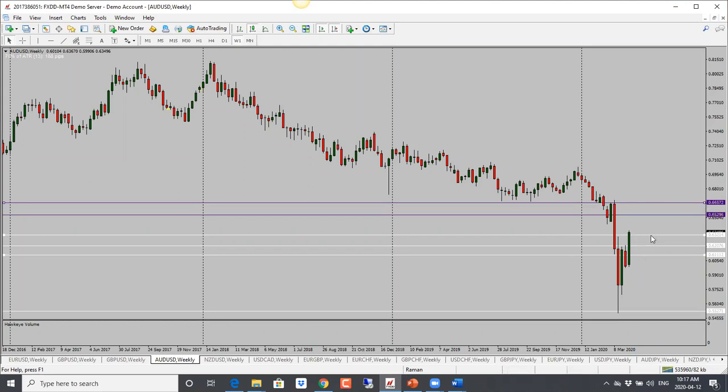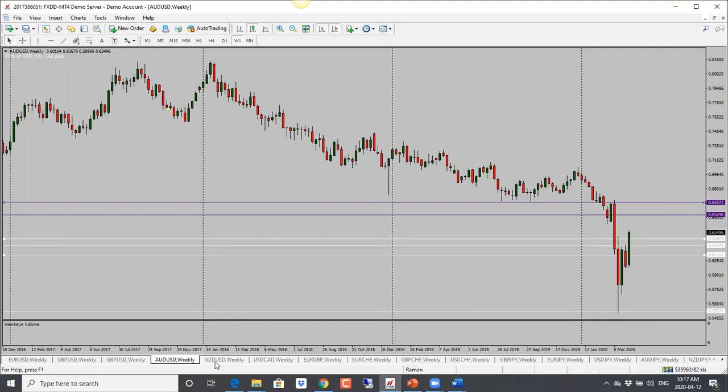So bias is bullish. We could get a pullback though. Watch out for a pullback into 0.6200 or even into 0.6280. So those are the two pullback levels. Bias overall is bullish for the Aussie dollar.